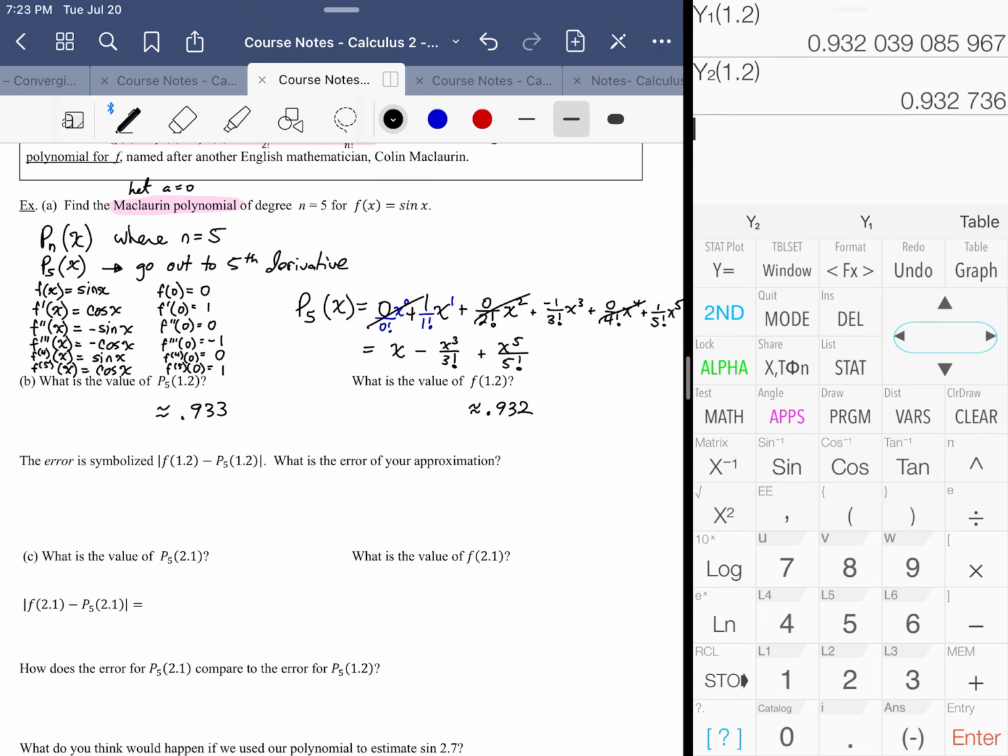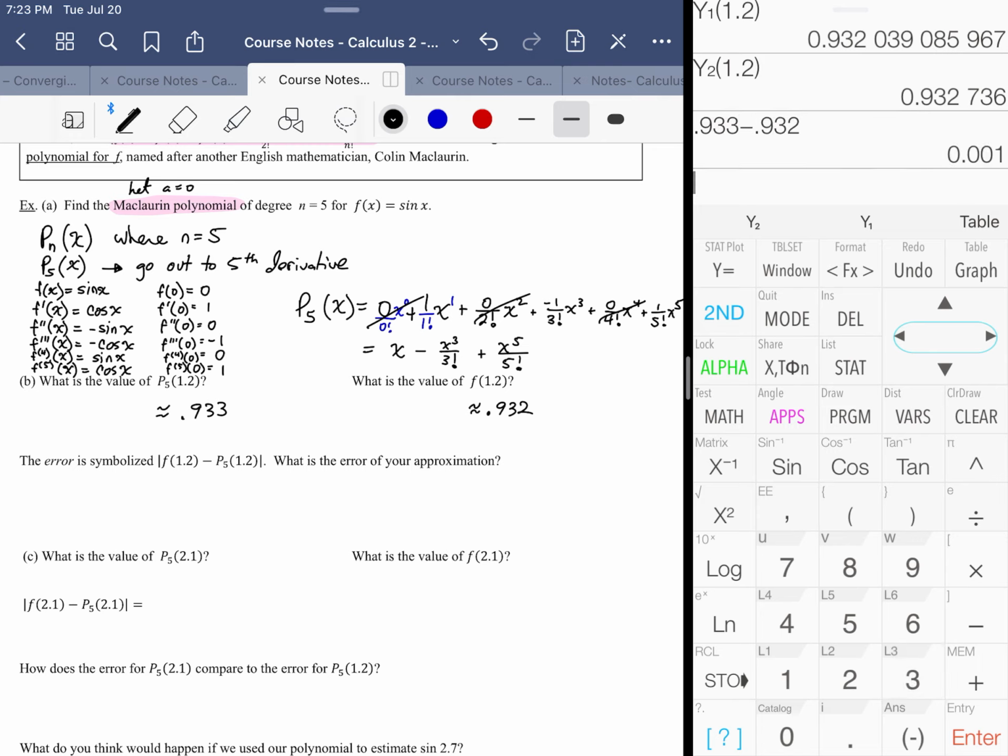All right, the error is symbolized by the difference between the two as an absolute. All right, so that's not difficult. 0.933 minus 0.932. It's about 0.001. All the absolute is telling you to do is drop any negatives because we're not interested in the direction. All right, so that's a pretty close approximation.